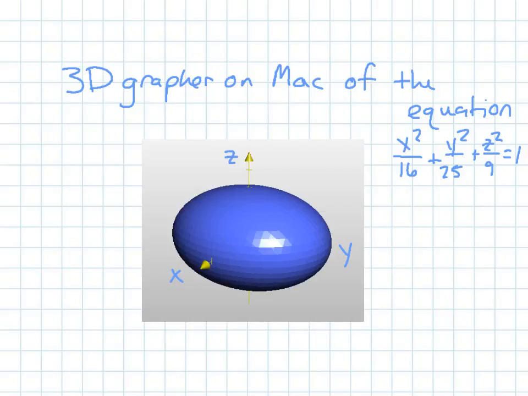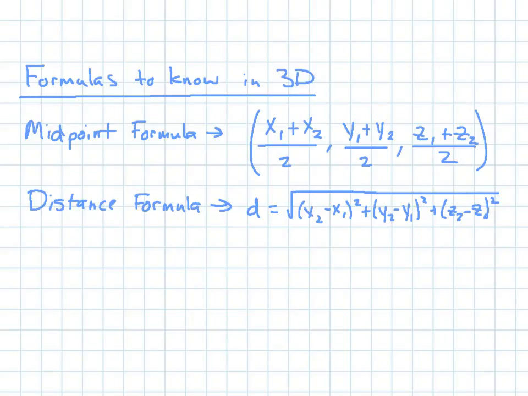That's basically the full surface of the 3D ellipsoid, which is what we would call this particular surface. Now for your assignment, you need to know these formulas. I didn't do any examples with these because I know you already know how to do the midpoint and distance formulas, since we've done them lots of times. I just wanted to post them there so you knew you were going to need to use them for your assignment.